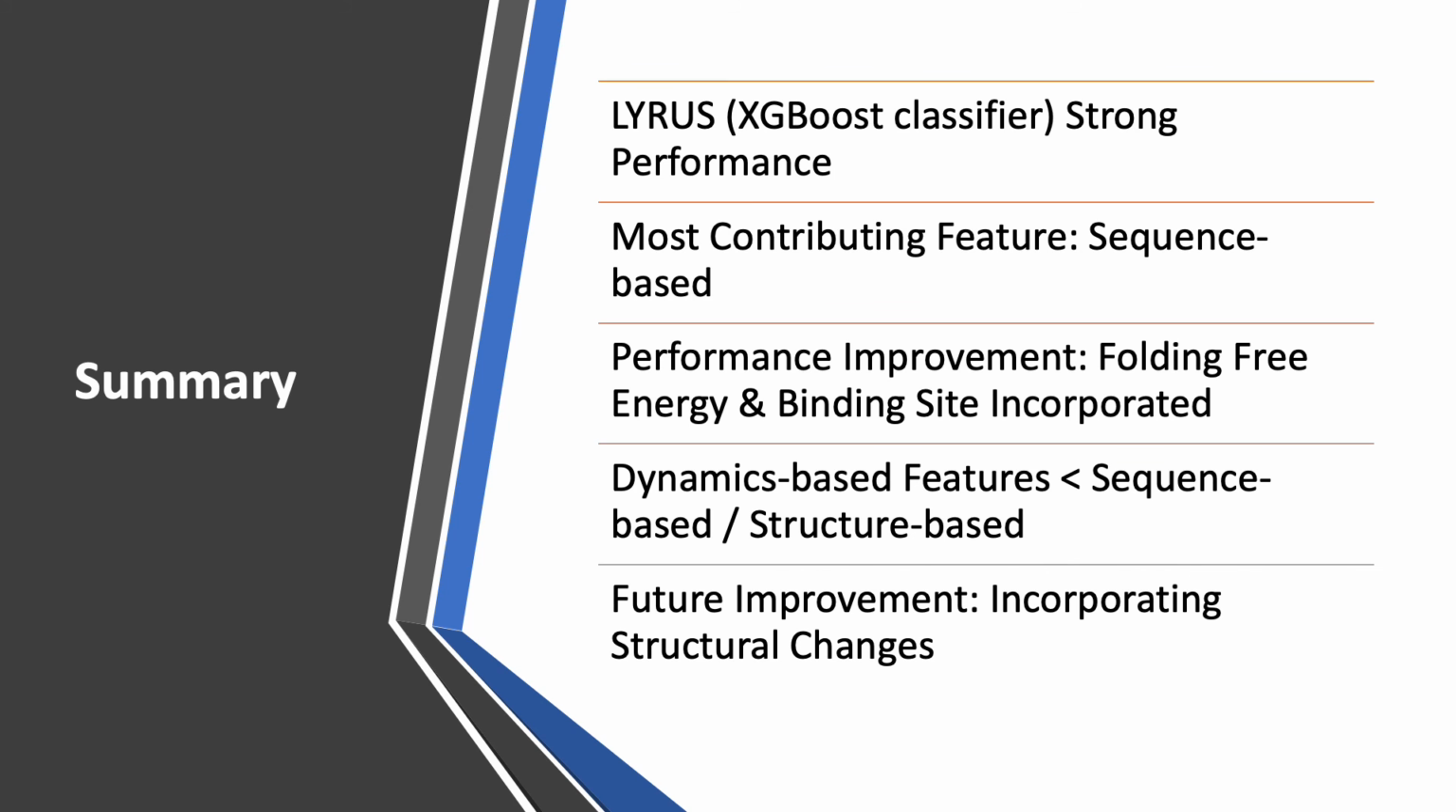Among the structural and dynamic space features, changing folding free energies and the location of binding sites also shows strong contribution to the high predictive power of our model. Finally, one area for future improvement is the incorporation of structural changes caused by mutations into our model. It has been proven that mutations promoting protein misfolding contribute to a variety of human diseases. Incorporating information related to structural change, such as RMSD, may facilitate pathogenicity prediction.